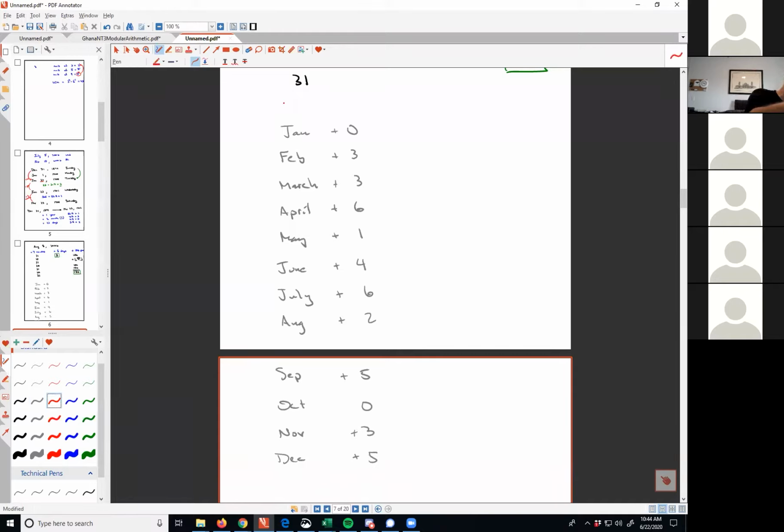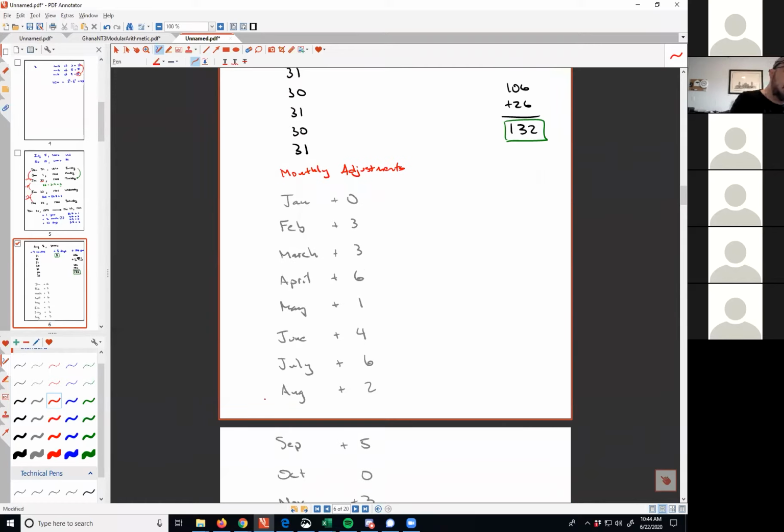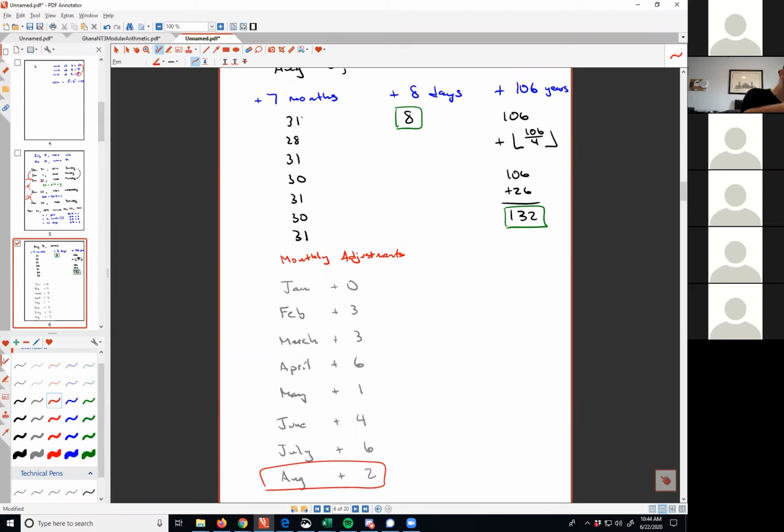I call these the monthly adjustments. And they are all just remainders, right? The monthly adjustment for August, that plus 2, is the remainder when we add these 7 numbers together and divide by 7. If we add those 7 numbers together, we get 212, which is 30 times 7 plus 2.